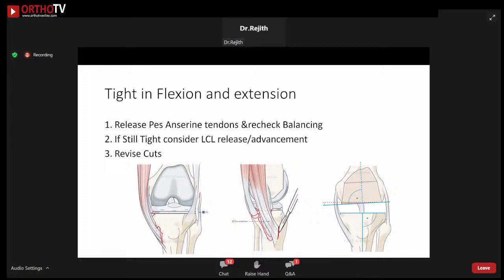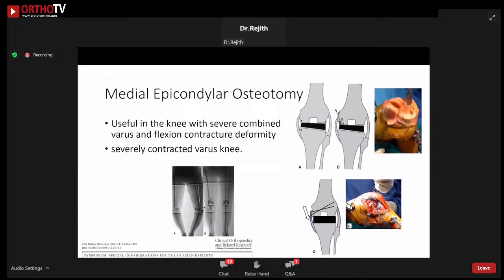And lastly, and remember, I repeat it again, once you cut a bone, it's gone. So if nothing works, you can always try to resect the femoral cut at that point, making sure you don't change the joint line. In complex cases, not for a beginner, especially in revision, I've used this in revision, you can do a medial epicondylar osteotomy because you're still not getting any of the balancing. You take a sliver of the medial epicondyle with all the medial attachment and distalize it to get a well-balanced knee. So this is usually done in a severely contracted varus knee.